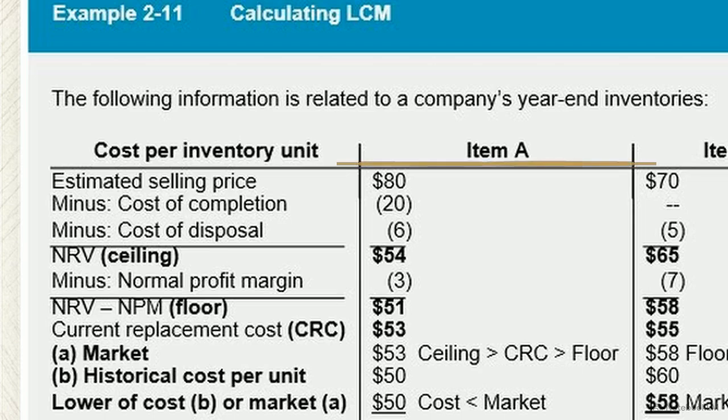We'll isolate item A. First, calculate the ceiling, or NRV. The $80 estimated selling price minus the $20 cost of completion and $6 cost of disposal sets our ceiling at $54. Next, establish the floor. Take that $54 NRV and subtract the $3 normal profit margin, giving us a floor of $51. With boundaries set between 51 and 54, we introduce the current replacement cost, which sits at $53. We then apply the heuristic and line up our three figures. We have the $54 ceiling, the $53 replacement cost, and the $51 floor.